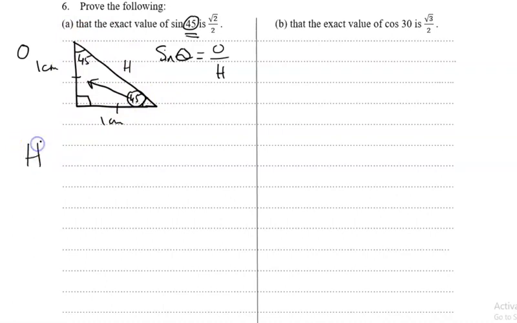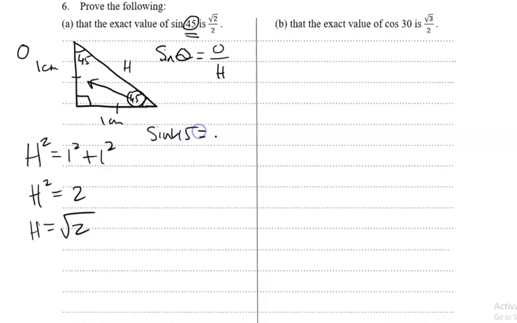So hypotenuse squared is going to equal 1 squared plus 1 squared. Hypotenuse squared is going to equal 2. Hypotenuse is going to equal the root of 2. So this side here is root 2. Now we can plug in the values. So sine 45 is going to equal opposite over hypotenuse. Now over here we have 1 over root 2.